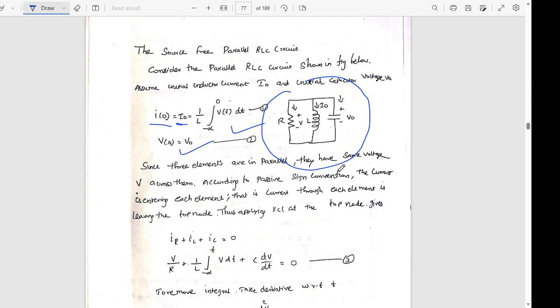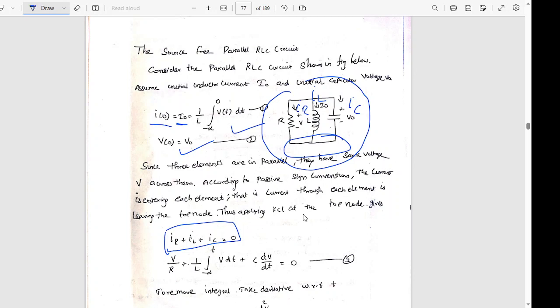Next we are going to apply KCL to any of the nodes. It can be the top node or the bottom node. Whichever node you choose, you just apply it. If it is applied to the bottom node, what will I get? IR is the current flowing through the resistor, IL is the current flowing through the inductor, and IC is the current flowing through the capacitor. So we can write IR plus IL plus IC equal to 0. I am assuming this node, so IR, IL and IC are all currents entering.